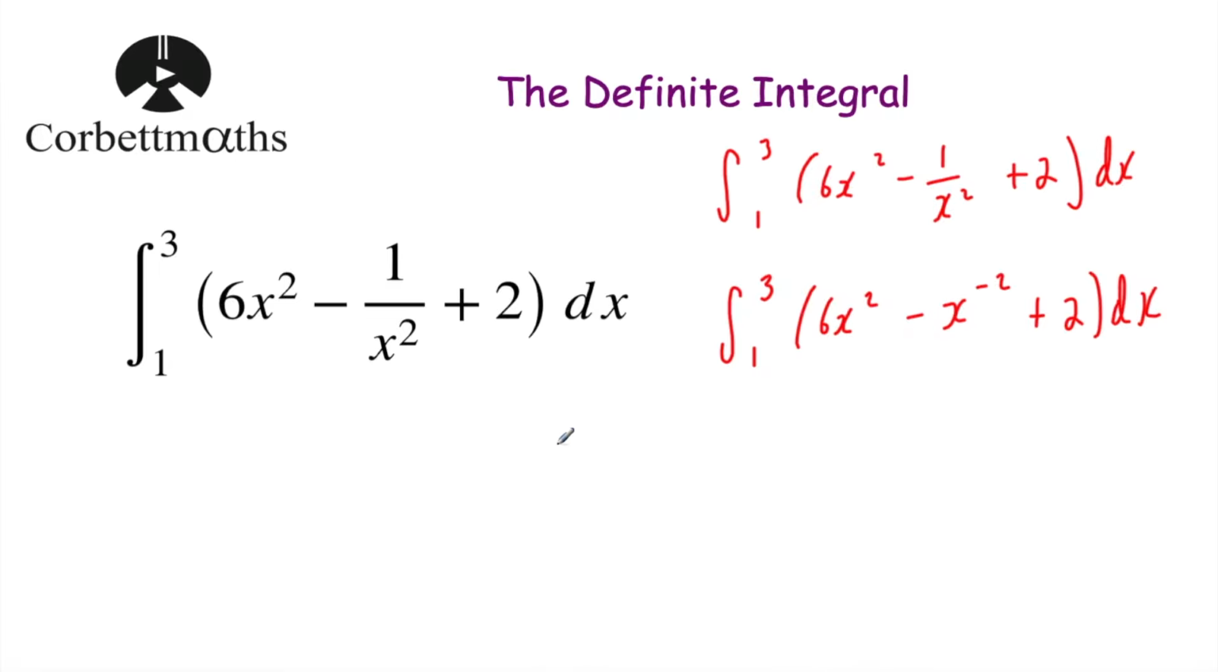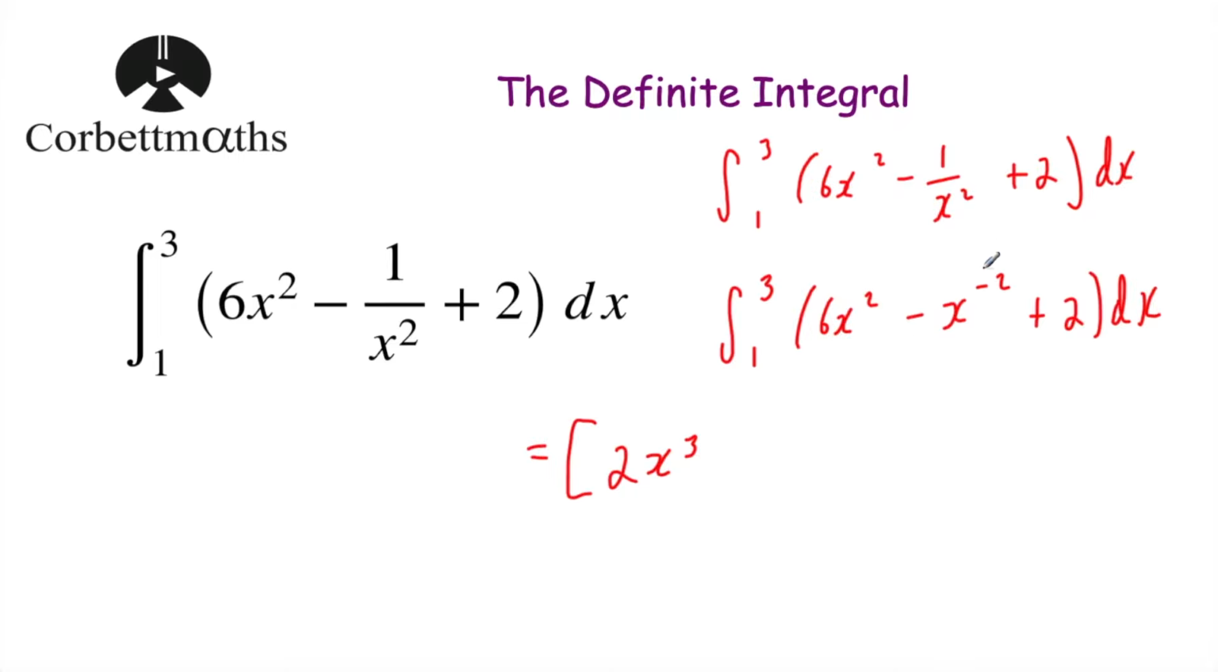Okay, now we're going to integrate this. So we'll put in our square brackets and let's integrate it. So let's increase all the powers by 1 and divide by the new powers. So if we increase the power of x by 1, we're going to get x cubed, and then 6 divided by 3 is equal to 2. So if we integrate 6x squared, we get 2x cubed.